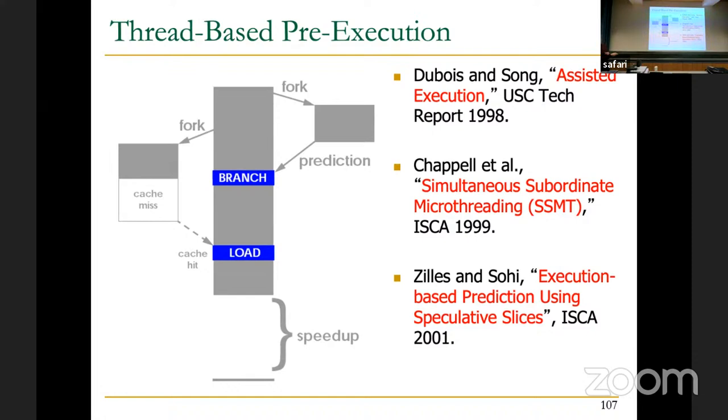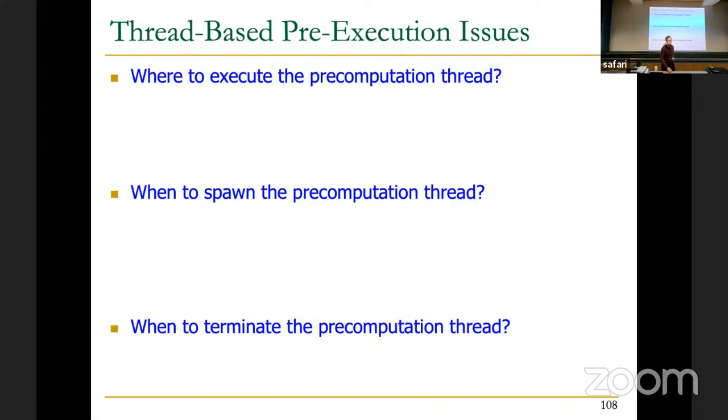So if your branch predictor is not doing well, because it's a very, very hard to predict branch, do pre-compute the branch somehow using this thread-based execution. So you can see that this is a very general idea, and this is a beautiful picture that summarizes all of the idea, right? Then the question is, of course, how do you make it work? There are many issues over here. Where do you execute the pre-computation threads?